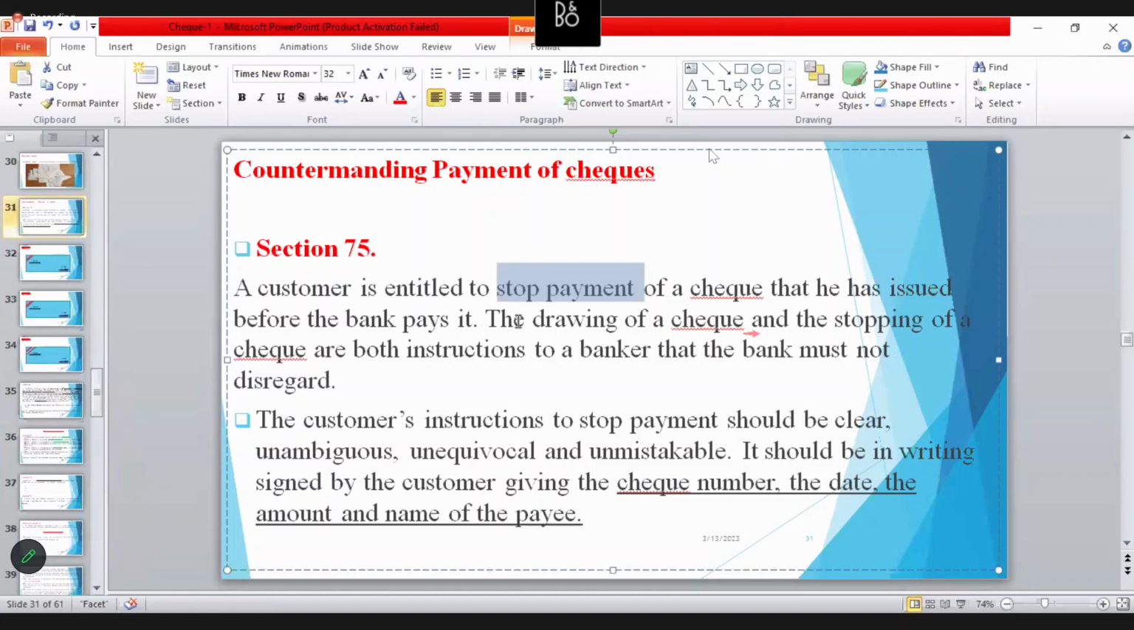So I called the bank and informed them: this is the bank number, this is the date I issued it. Please stop the payment. Okay. So you are giving directions to the bank. You gave the check to order the bank to give the money.